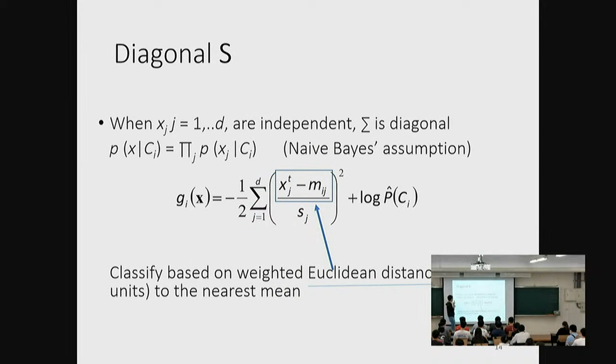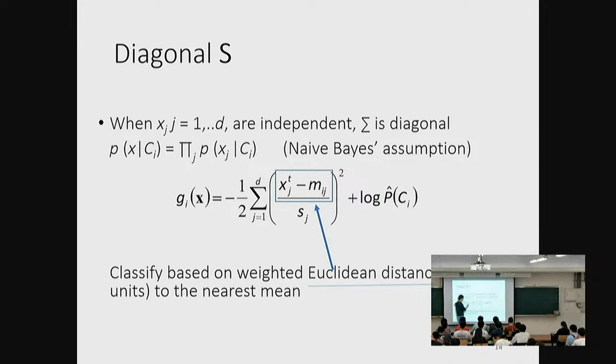Right, so then the probability of x given ci equals the product of individual features, because now individual features have no correlation with each other. So you can treat each individual feature as its own Gaussian distribution, and it becomes a product over j of P of xj given ci. We call this the naive Bayes assumption. Then your discriminant function further reduces.